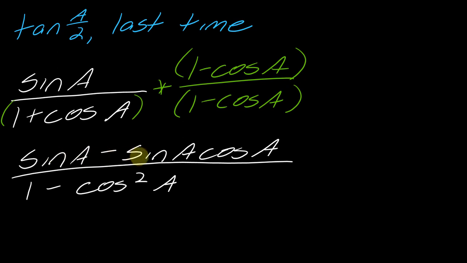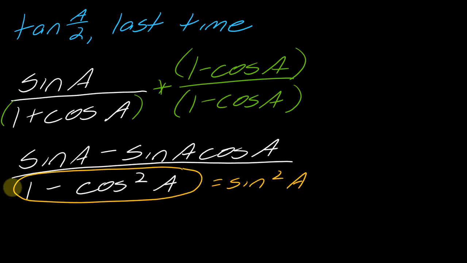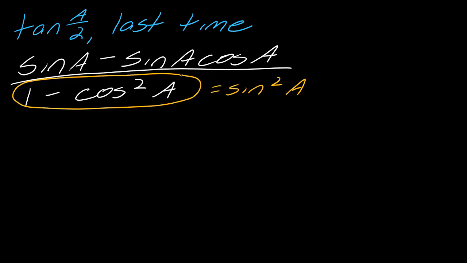So sine of a minus sine of a cosine of a over, and then if I FOIL this out, this works out to 1 minus cosine squared a. Now, 1 minus cosine squared a, that's our Pythagorean identity, right? So this will equal sine squared a, so I can make that substitution.